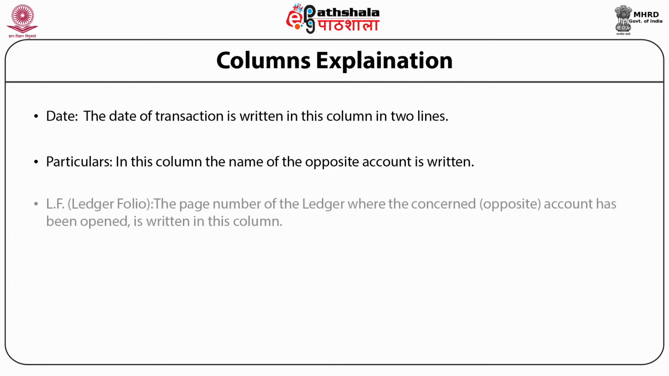Third, LF, that is, ledger folio. The page number of the ledger where the concerned or opposite account has been opened is written in this column. This will help to locate the account from the ledger. It may be noted that in a ledger account, journal folio is written as reference, while in the cash book, ledger folio is written. It is so because cash transactions are not recorded in any journal.